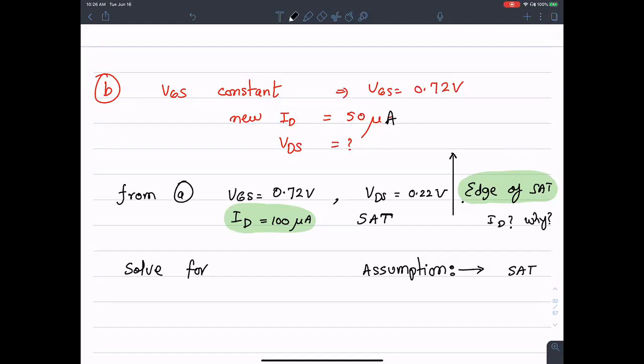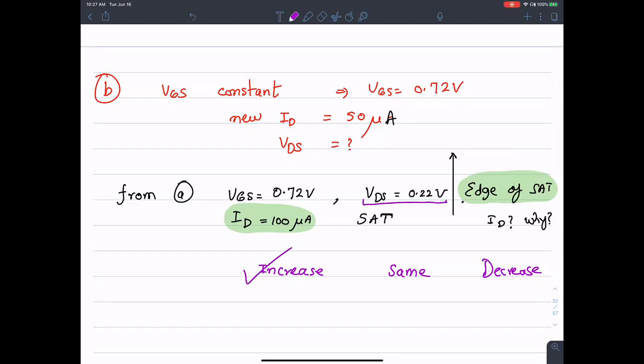One answer is that the current is going to increase. The other answer is that it's going to be the same. And the third answer is that it's going to decrease. We have one person saying that the current is going to increase. Any other answers? We are at the edge of saturation here, and we have a drain current of 100 microamperes. What do you think happens when I increase the drain to source voltage?